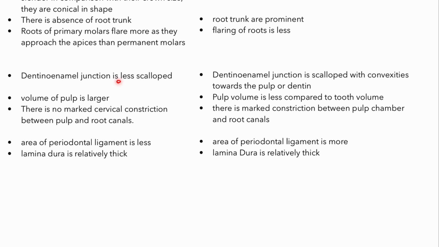Dentoenamel junction is less scalloped in primary teeth, while it is scalloped with the convexities towards the pulp or the dentine in permanent teeth. Volume of pulp is larger in primary teeth while the tooth structure is less. In the permanent teeth, the pulp volume is less and the tooth structure is more.